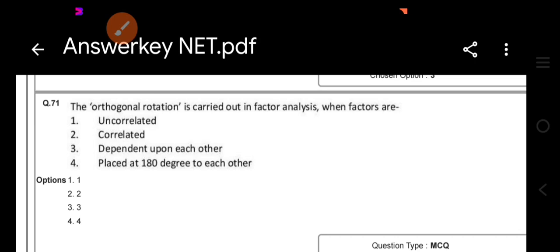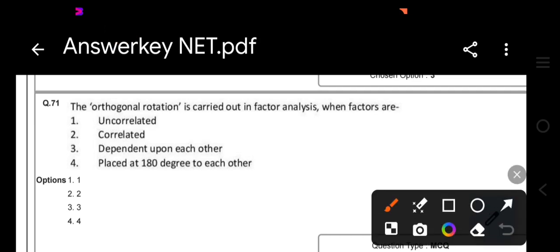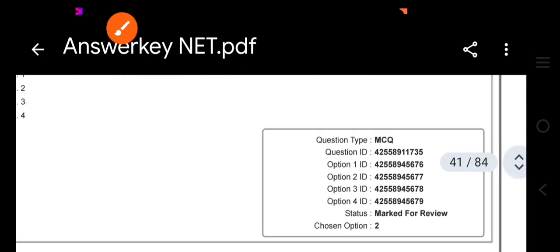So when we are talking about factor analysis, you can refer to this. The answer is option 1. Uncorrelated is the right answer. Now we are moving to the further questions.